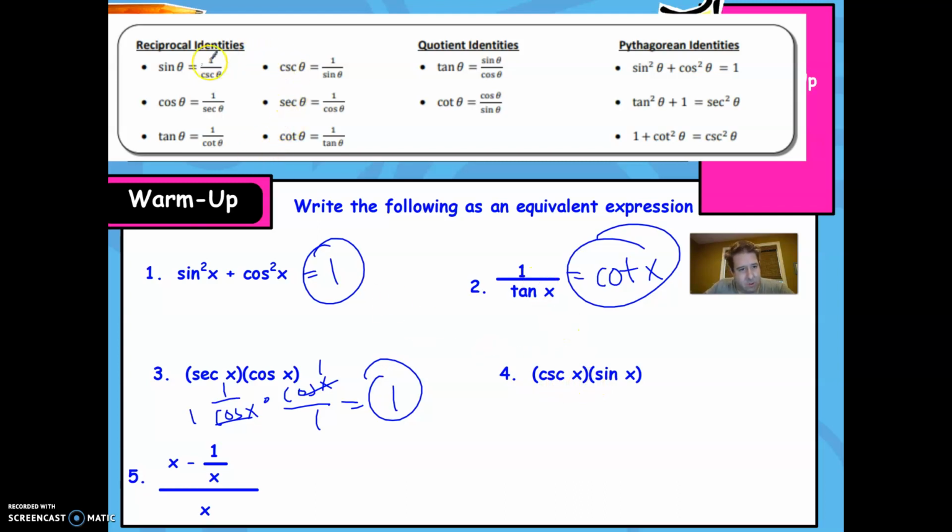Cosecant of x. Now, cosecant of x is right here, so that's 1 over sine of x. And if you multiply that by sine of x, which is really sine of x over 1, these cancel. So this is a very similar question to number 3, so that answer is also 1.